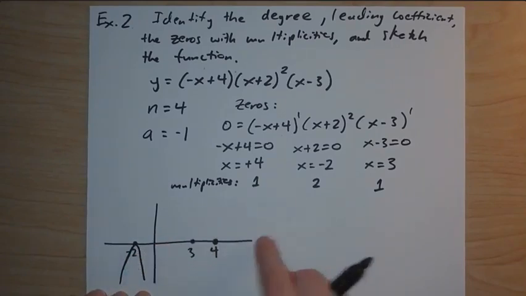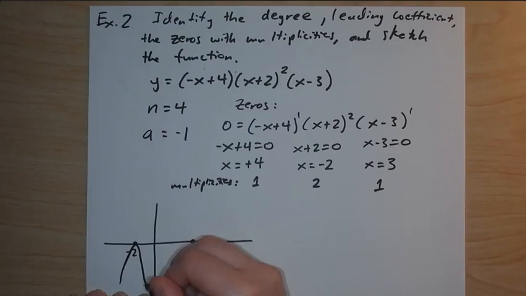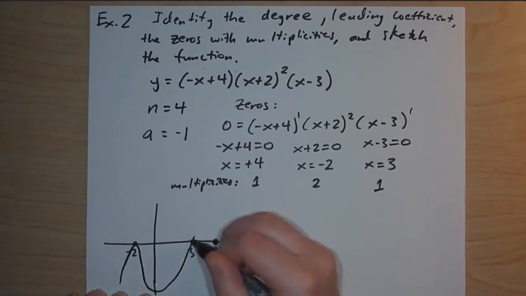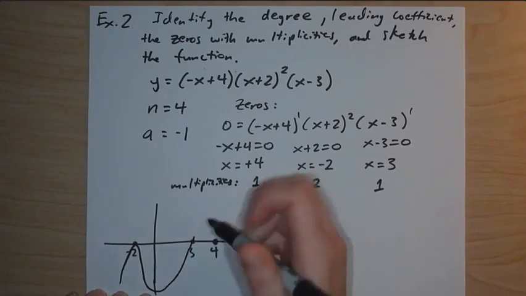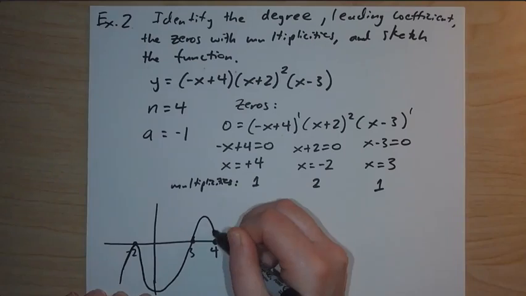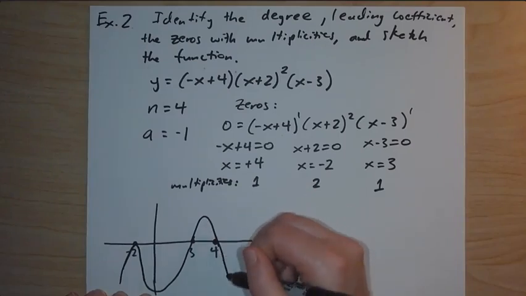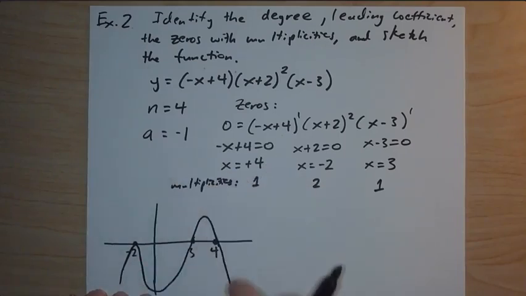And then for 3, it's going to go through it, so it's going to come down here, touch the y-axis somewhere, we don't really know where. It's going to pass through 3, and then for 4 it's also going to pass through the x-axis for 4, and it's going to continue going downwards because our a is negative 1. So this is a quick sketch of our function, and we are done.